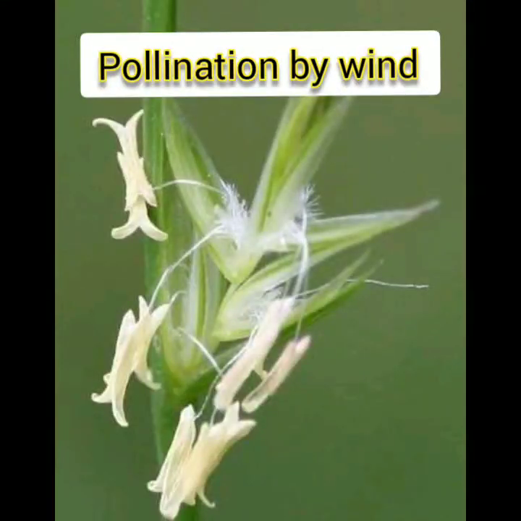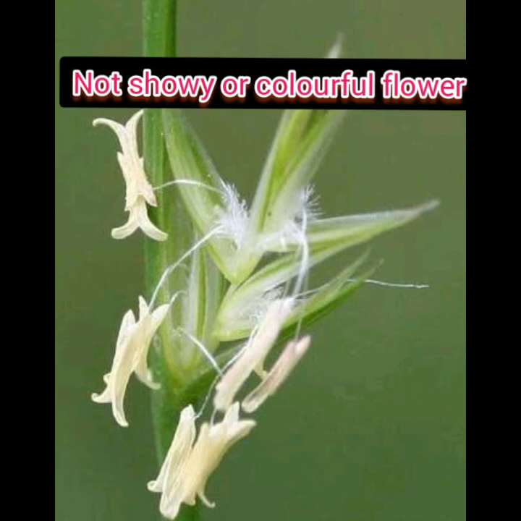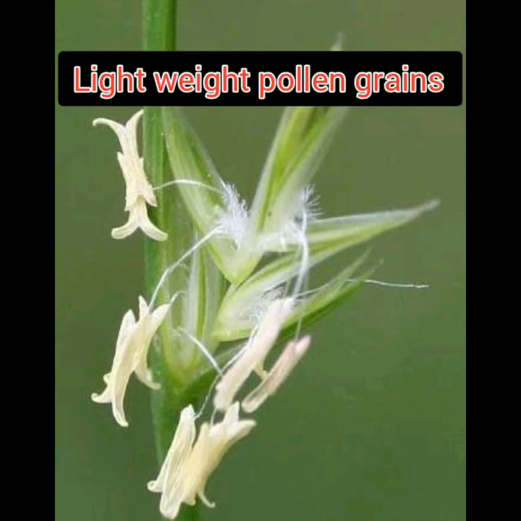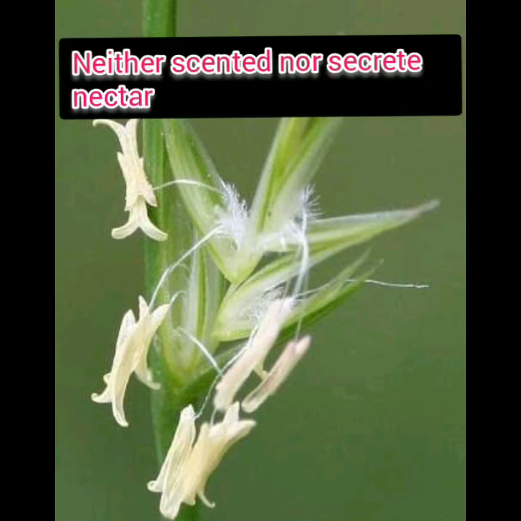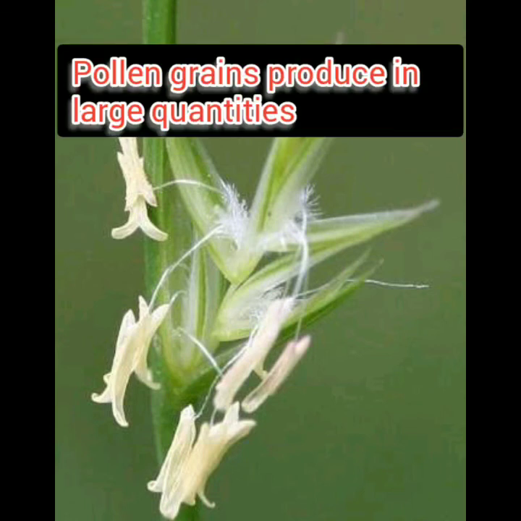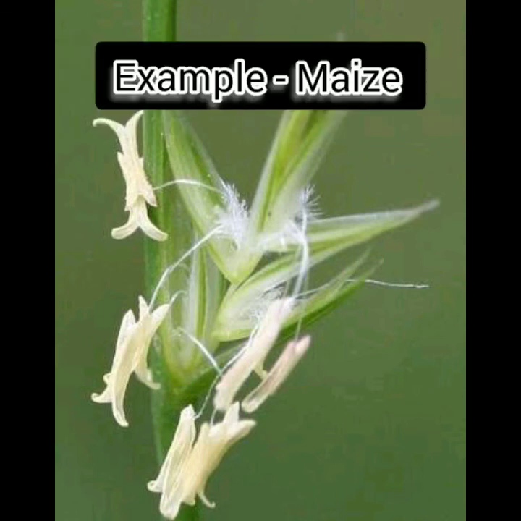So the first one is pollination by wind. Wind-pollinated flowers are not showy or colorful. They have very lightweight pollen grains which can be easily carried by the wind. These flowers are neither scented nor do they secrete nectar. Even the pollen grains are produced in large quantities. For example, maize is pollinated by wind.